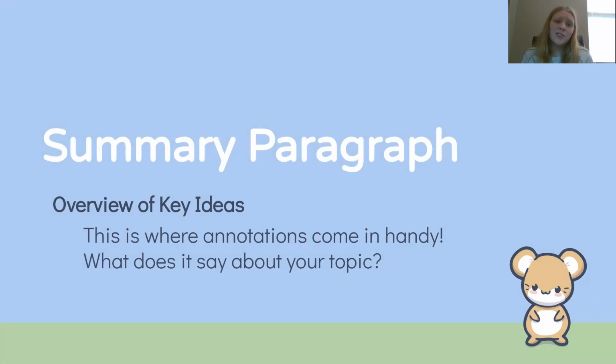So what this is, basically, is just an overview of the key ideas in the source. This is where, if you are annotating, it can come in handy to be highlighting those key details, because then when you go to write your summary paragraph, you've already highlighted all the things that you want to write about. Think about what this article or video or whatever says about your topic. You don't have to say in your summary paragraph, and please don't say, this relates to my topic, because you don't want to write in first person because it's weird. But you do need to be thinking about, if I'm collecting information about this topic, what from this article is going to be helpful to me?